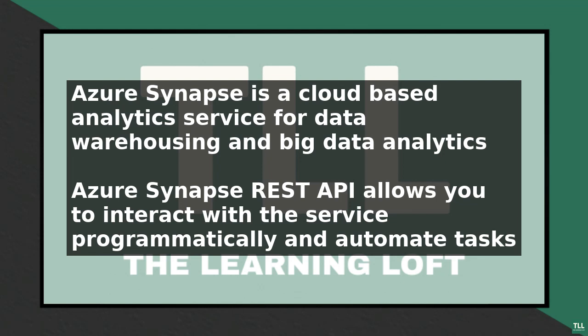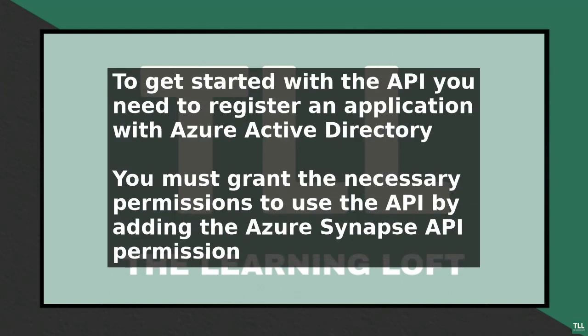Getting started with Azure Synapse REST API. To get started with the Azure Synapse REST API, you need to register an application with Azure Active Directory and grant the necessary permissions to use the API. You can do this by following these steps. Create a new application in Azure Active Directory and add the Azure Synapse API permission to the application. Register the application and grant the necessary permissions to use the API.